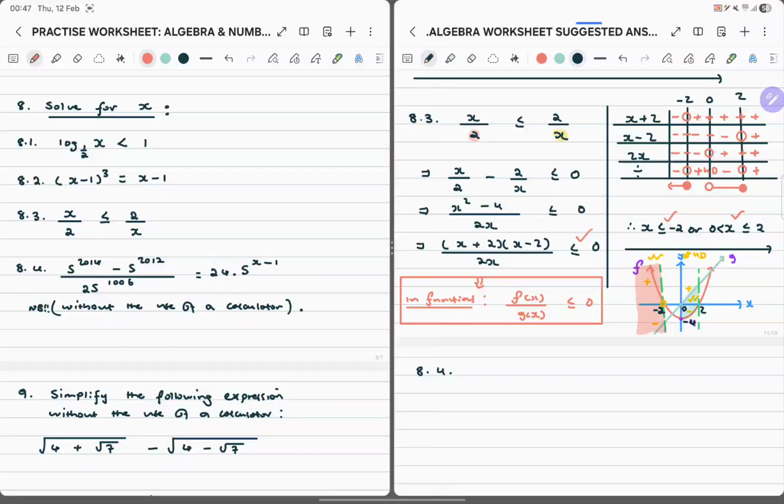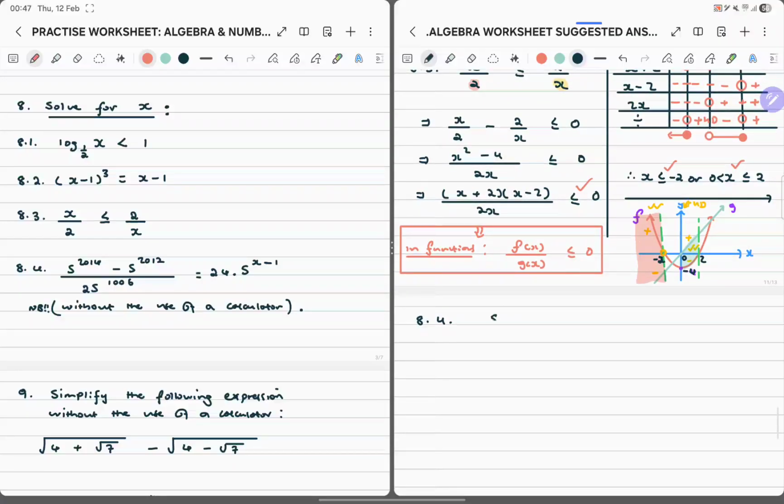We did it. Right, now the last one here, we've got 5 to the exponent 2014 minus 5 to the exponent 2012, all divided by 25 to the exponent 1006. This is to be equal to 24 times, remember a dot in maths is a multiplication, 5 to the exponent x minus 1. Now we need to solve for x, and the key is that we must not use a calculator. Obviously, if you do this on the calculator, it will already tell you undefined.